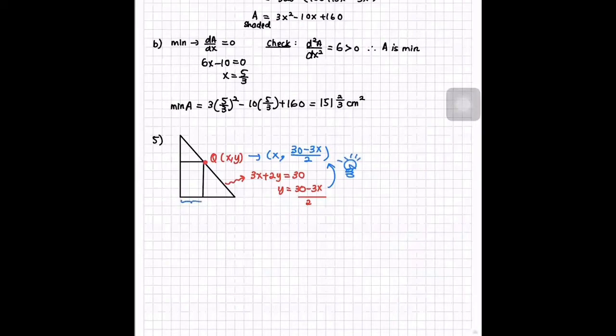So that translates to the length being x here and the height here being (30 minus 3x) over 2. Finish, you find the area. If you want, you expand. If you don't want, you can leave it like this. I think I can bring the 3 out. Oh, I can simplify that.